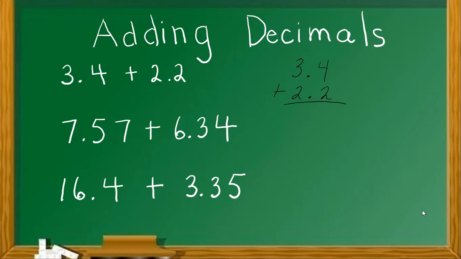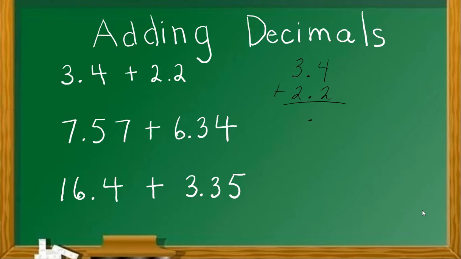The most important thing to remember when you're adding and subtracting decimals is to line up the decimals. So we're putting our two numbers that we're adding together vertically, one above the other, and make sure that you line up each number with the same place value numbers, one on top of the other. So your answer will have the decimal in the same place.